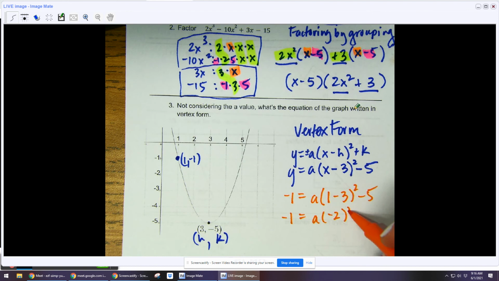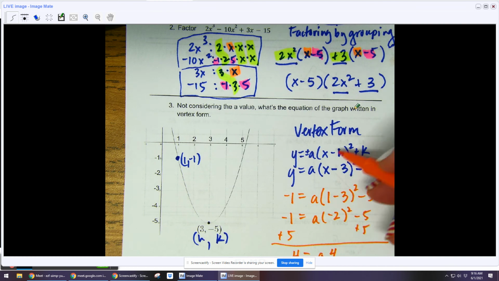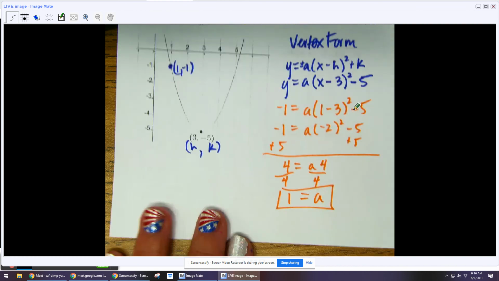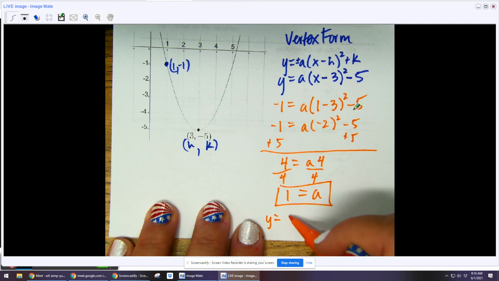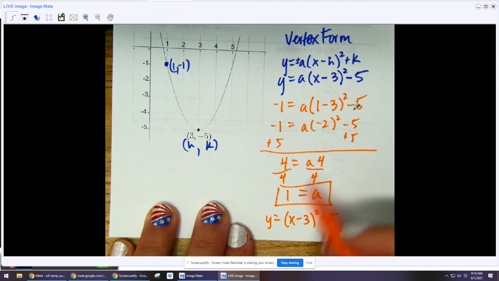This is negative 2 squared. I'm going to add 5 to both sides. This is going to give me 4 equal to 4a. And a just equals 1. So my full final equation, since a equals 1, is just an invisible 1, x minus 3 squared minus 5.